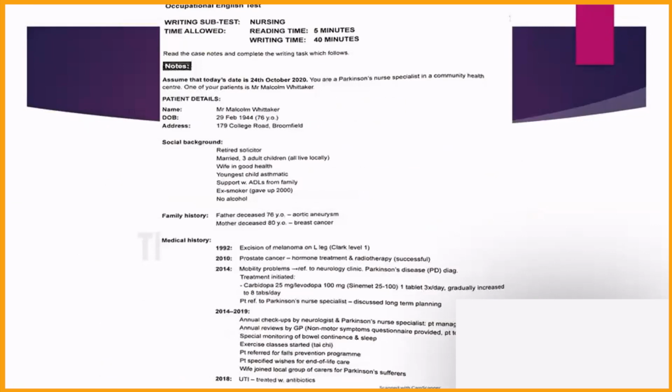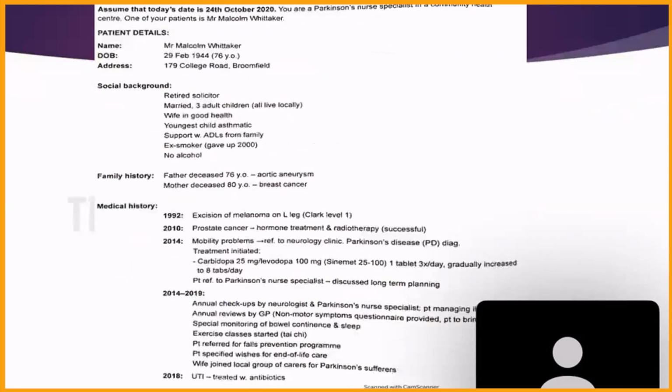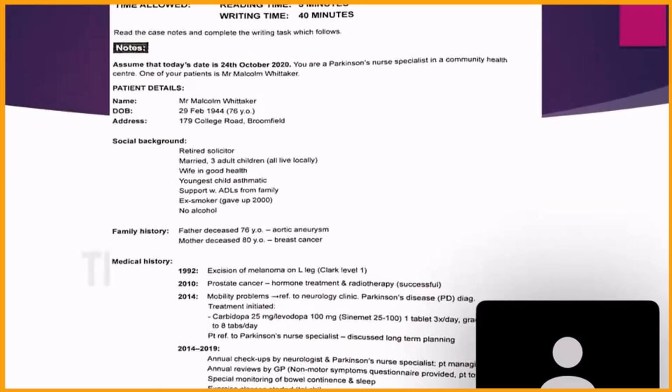Yeah. So now let's read from the beginning of the letter for better clarity. Okay, read it. Name, Mr. Malcolm Whitaker. See, Sharon, excuse me, can you read from the beginning notes? That is also very important. Assume that today's date is 24th October 2020. You are a Parkinson's nurse specialist in a community health center. One of your patients is Mr. Malcolm Whitaker.